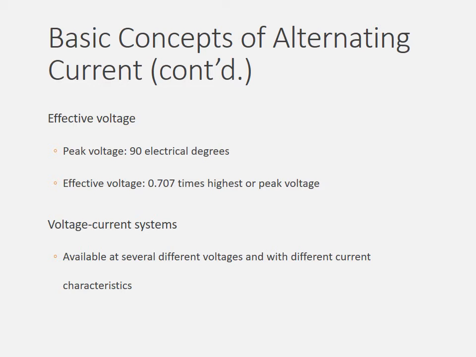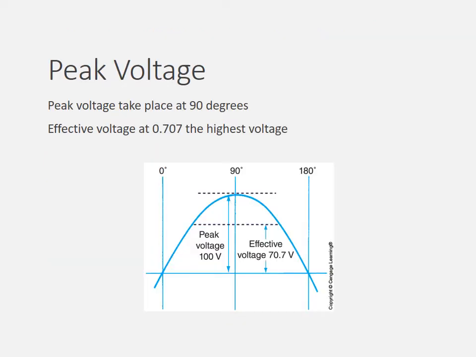So you need to remember that peak voltage happens at 90 degrees. I'll explain why now. And effective voltage happens at 0.707 times the peak voltage. So if we multiply the peak voltage by 0.7, you get the effective voltage. I will explain that. So remember the cycle we had? Of course, this is going to continue to go here and all the way up.